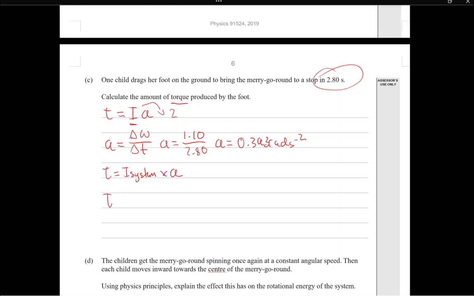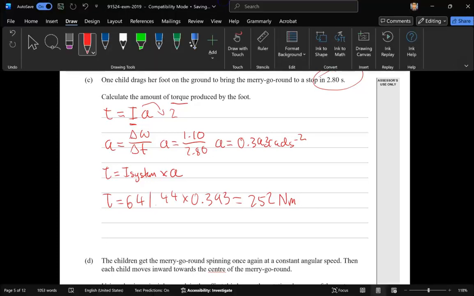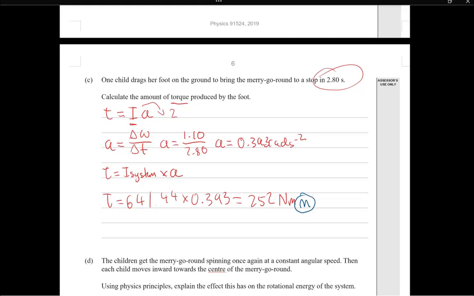See, we just found that. So that's going to equal 641.44 times 0.393, and that's going to equal 252 Newton meters. So this is a merit question again. If you get the correct torque with correct working, you get a merit. If you are able to find the angular acceleration, or you calculate the torque correctly with an incorrect angular acceleration value, so let's just say achieved is up to here.